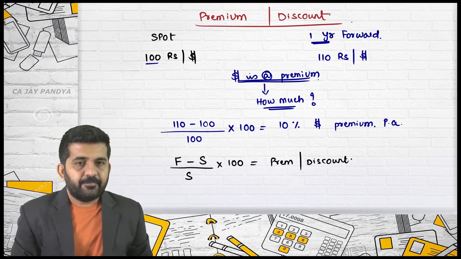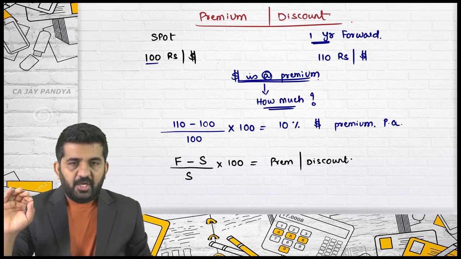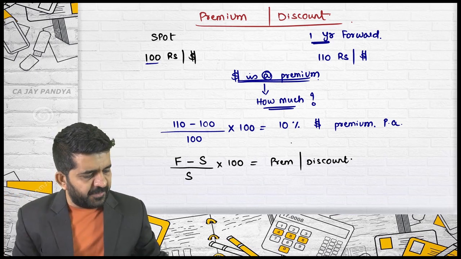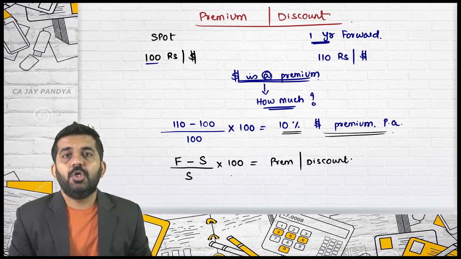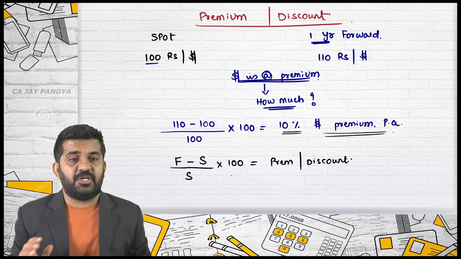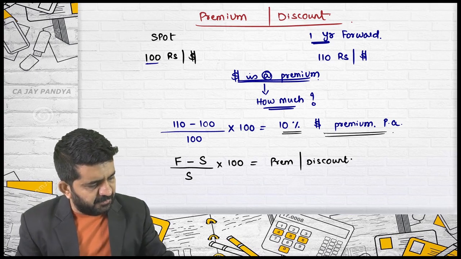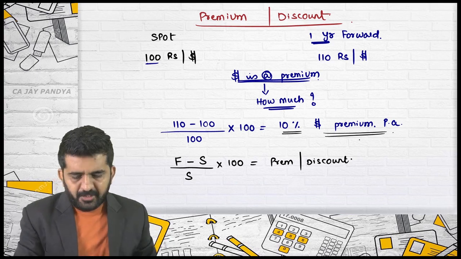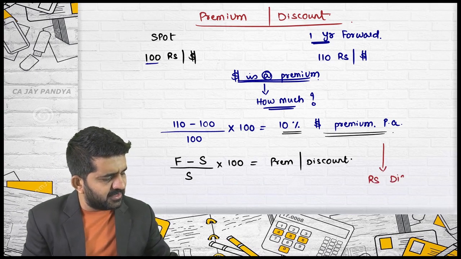Alright. I want any student to answer me. If dollar is at a premium of 10%, rupees will be at a discount of 10%. Yes or no? My question is, dollar is at a premium of 10% per annum. So, rupees will be at a discount of 10%.